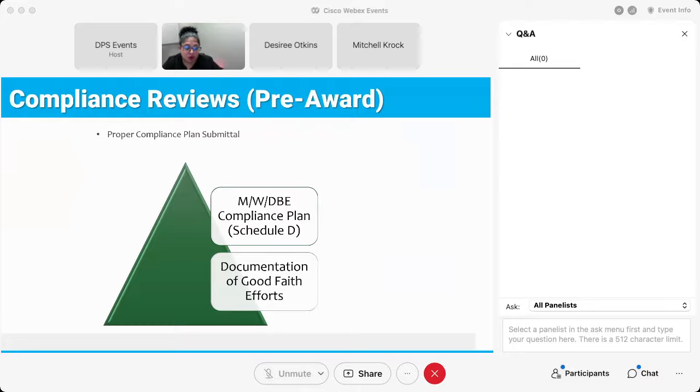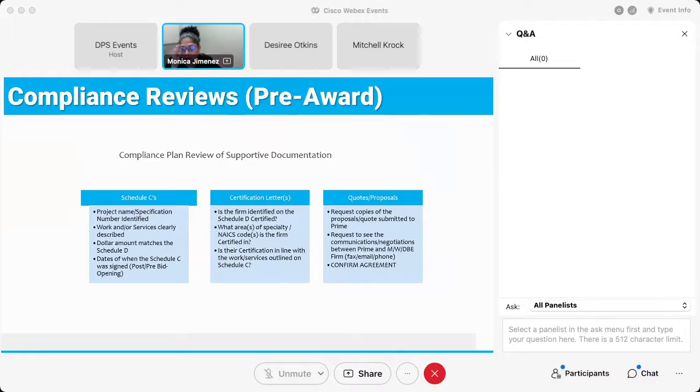In order for a compliance plan to be reviewed, what determines a proper compliance plan is one or two things: the Schedule D and/or the documentation of good faith efforts. So what's part of the compliance plan and the supporting documentation?